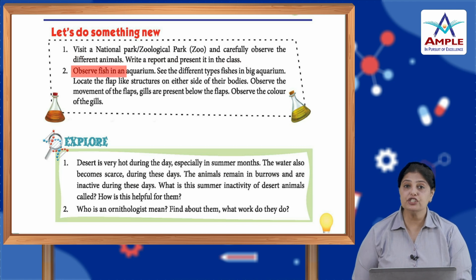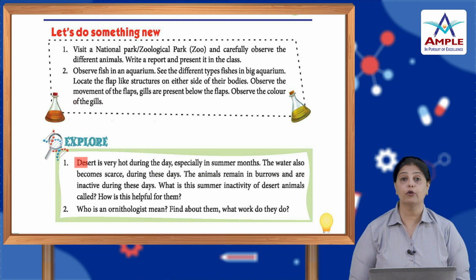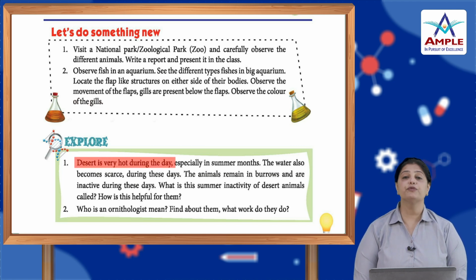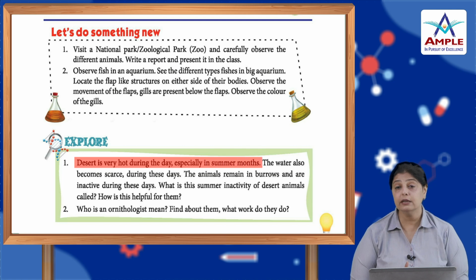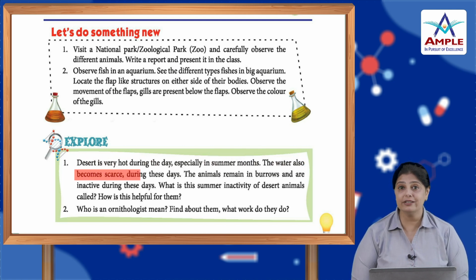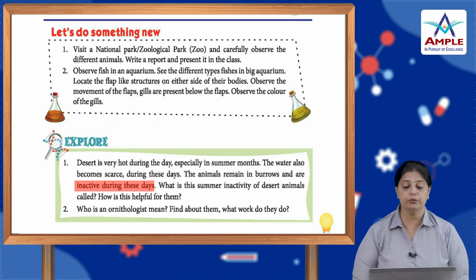Observe fish in an aquarium. See the different types of fishes in a big aquarium and locate the flap-like structures on either side of the body. Observe the movement of the flaps, the gills that are present below the flaps, and observe the color of the gills. Now, explore. This is something that you need to do. Desert is very hot during the days, especially in summer months. The water also becomes scarce during these days. The animals remain in burrows and are inactive during these days.